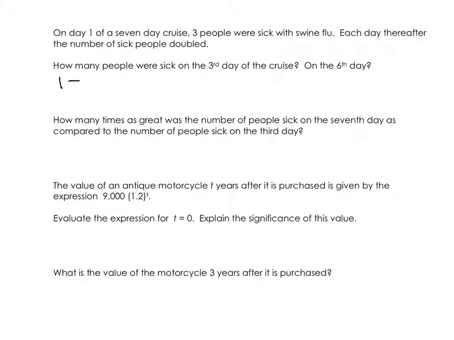On day 1 of the 7-day cruise, 3 people were sick. Each day thereafter, the number of sick people doubled. Day 2, 6 people were sick. Day 3, 12 people were sick. Day 4, 24 people were sick. Day 5, 48 people were sick. Day 6, 96 people were sick.